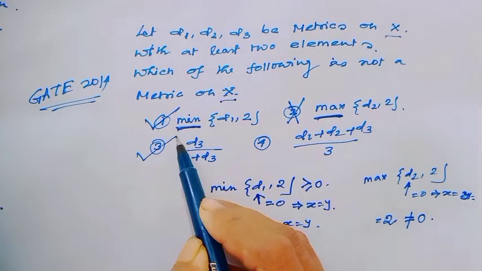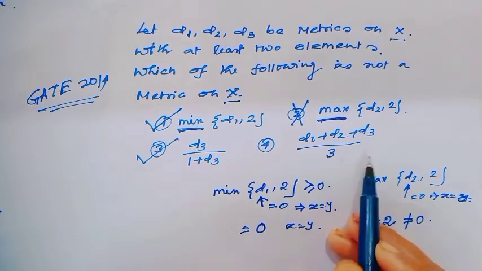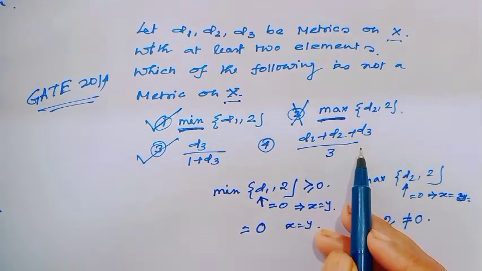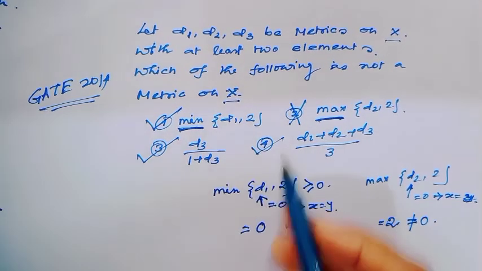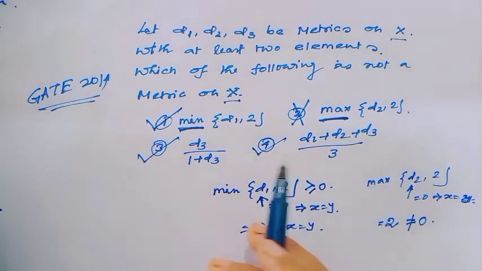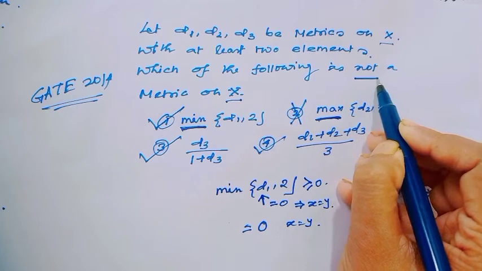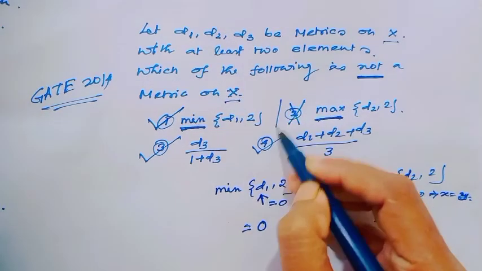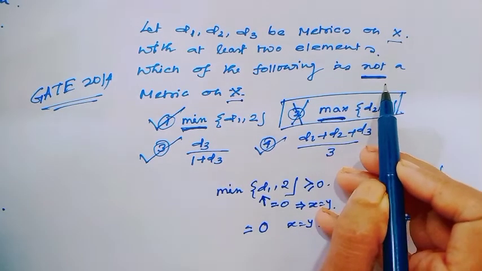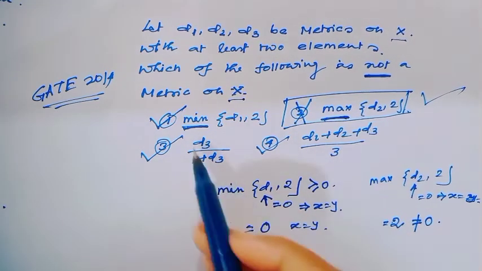And all of us know the third condition is always true. And fourth, D1 plus D2 plus D3 over 3. This is a linear combination of these three metrics. So obviously the fourth option is also a right option. So 1, 3 and 4 are right. But here it is asked which of the following is not a metric space. This is only option 2. That means for this question only option 2 is the right option. These three are metric spaces.